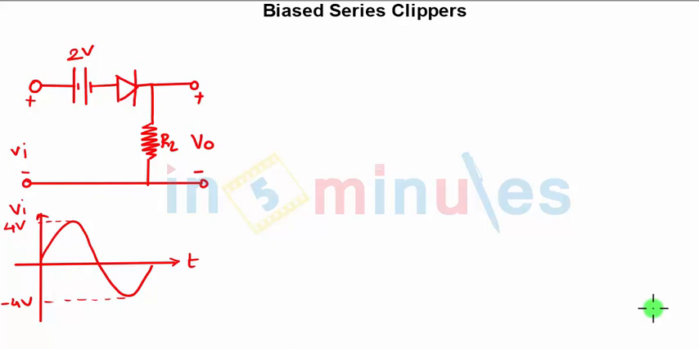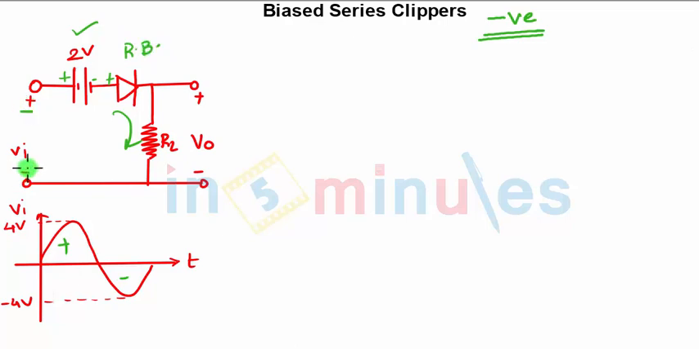Next is the bias series clipper again, but the negative. It will clip the negative part of the input signal while it will reshape the positive half cycle. As you can see over here in the diagram, again a series clipper, the negative part of the DC bias is connected to the positive terminal of the diode, hence this 2 volt will reverse bias the diode.